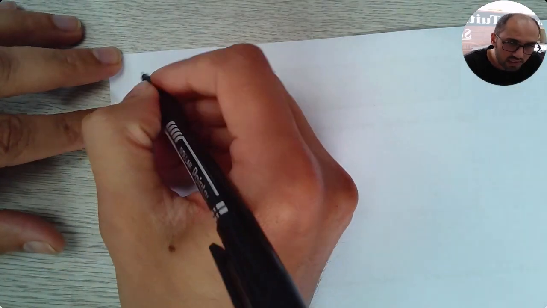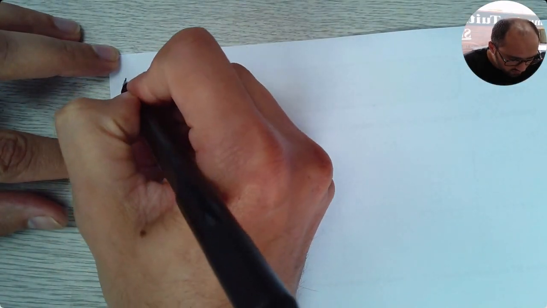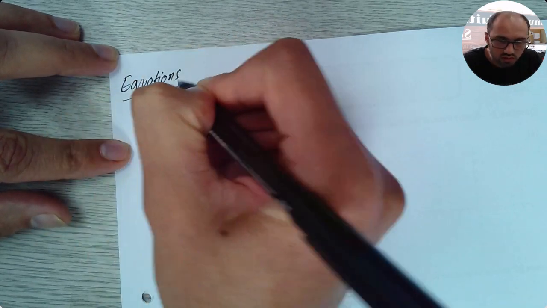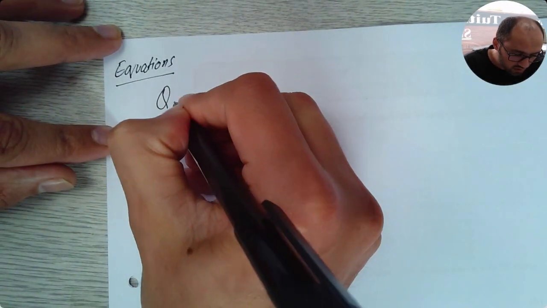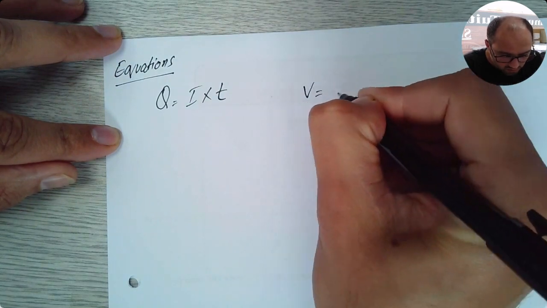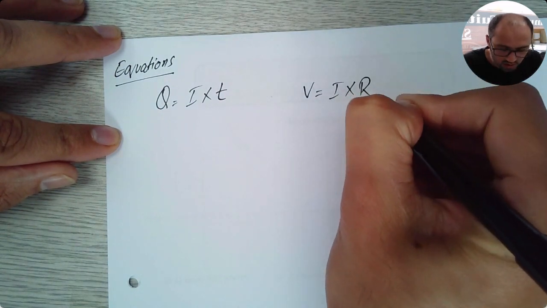Okay, let's move on to the second bit. You will need to know two main equations. So I recall equations. I'm talking only about potential difference calculations and the current calculations. One is Q equals I times T, and the other one is V equals I times R.